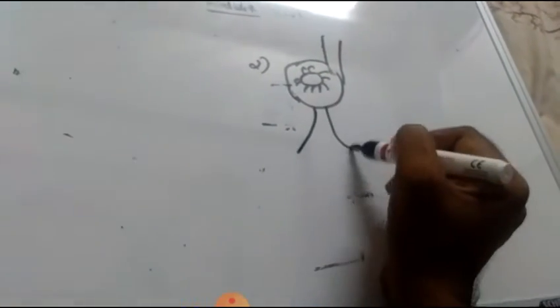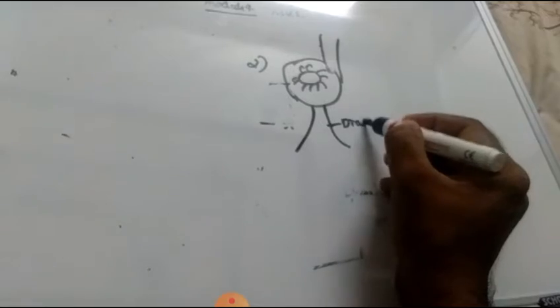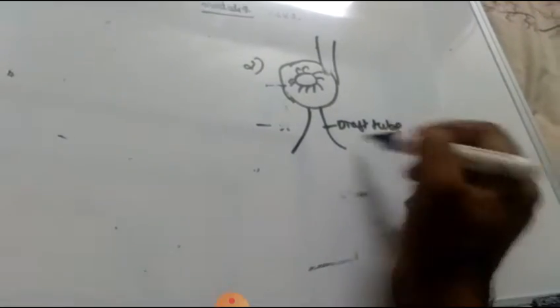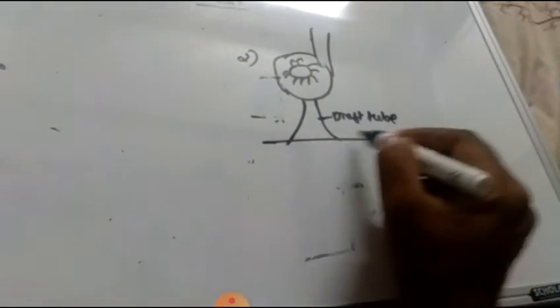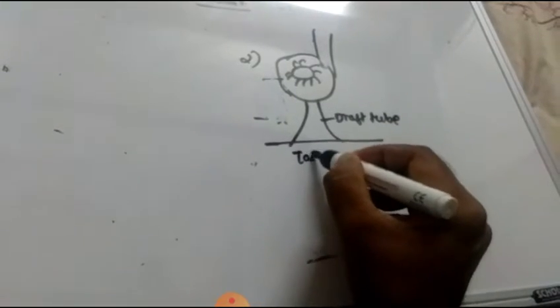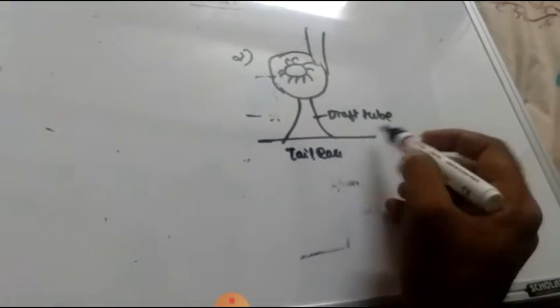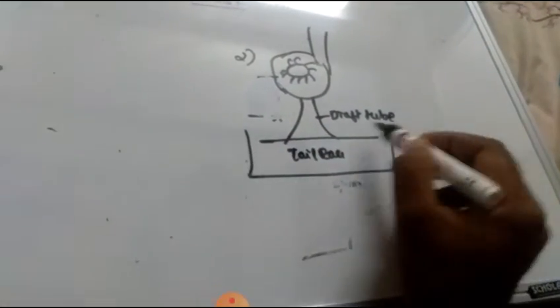This part provided here is called the draft tube. It is an outlet of the turbine that we are providing. It is connected to the top of the tail race, the tail race of the tank.